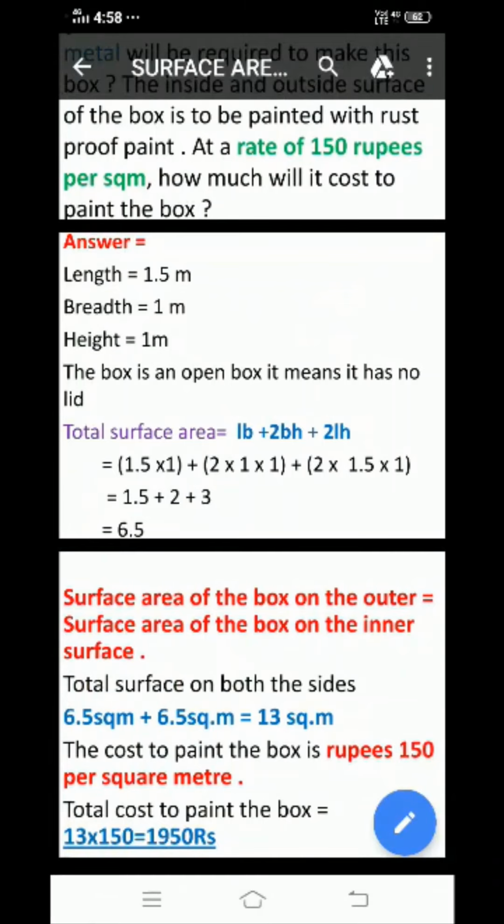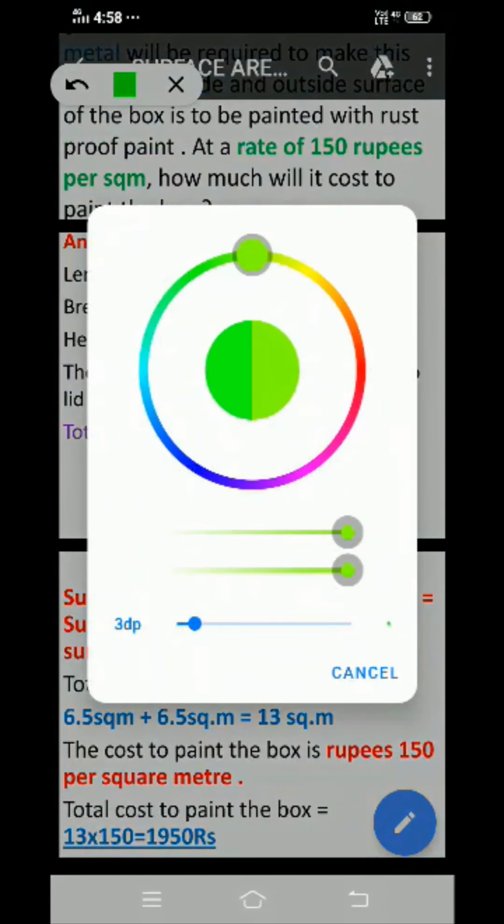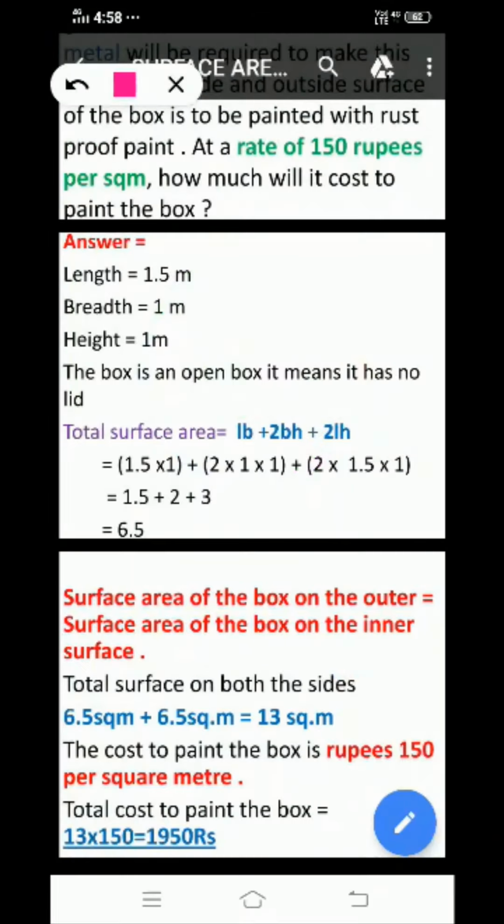Okay, now next one is what? The total surface area on both the sides. First one you are getting the surface area as 6.5, and you have to write it as square meter, because they have mentioned it in meter. Now the surface area on both sides will be the same, and that's why you have to do the addition here. 6.5 plus 6.5 will be 13 square meter.